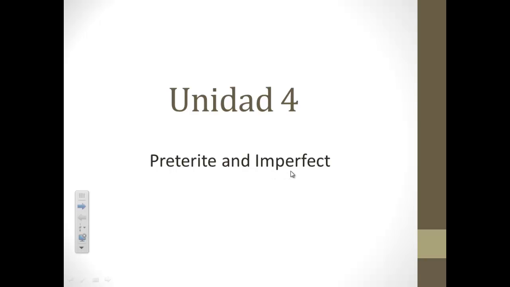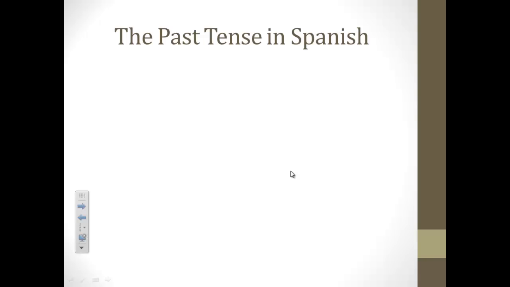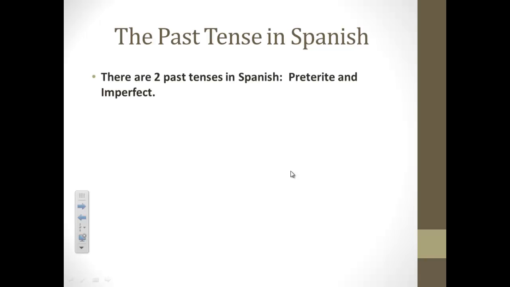Okay, so today we're going to continue to talk about the past tense in Spanish. As we talked about during the last video over the imperfect, there are two past tenses in Spanish, the preterite and the imperfect. These two past tenses are very different and cannot be used interchangeably, so it's very important that we go over the rules and master those.